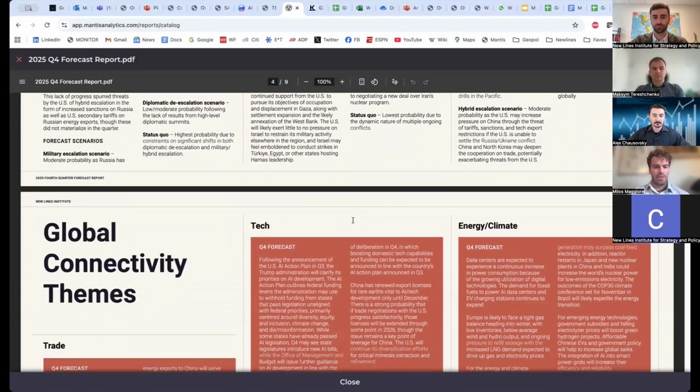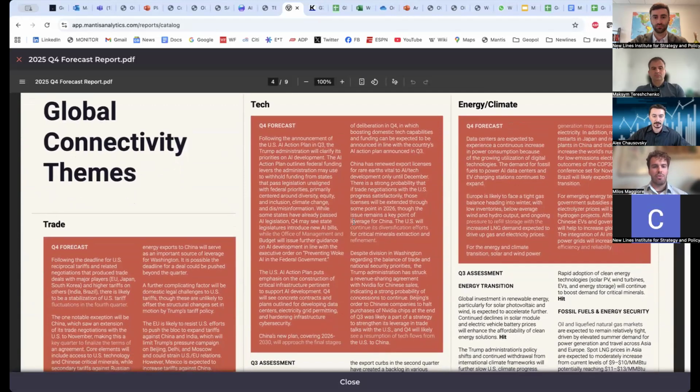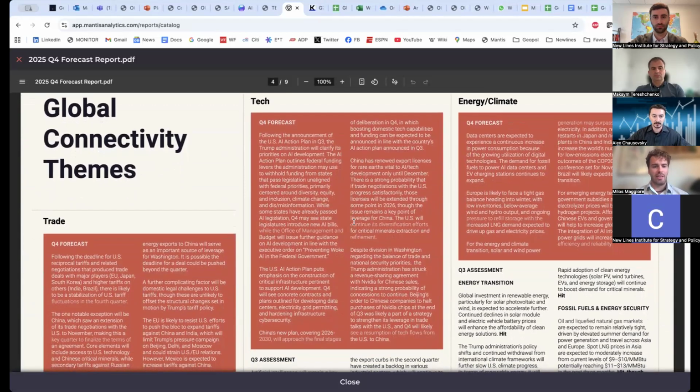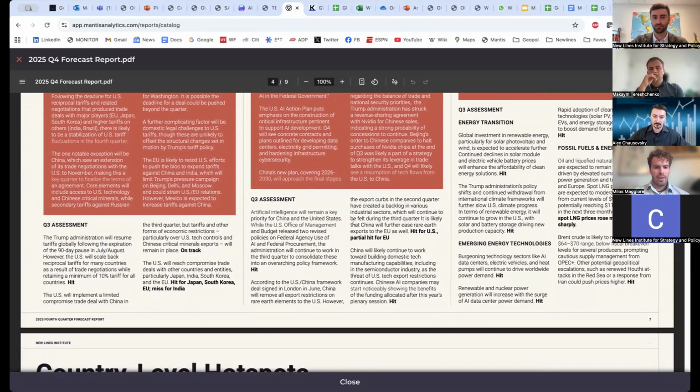And Eugene, if you scroll down just a little bit more, the report also provides an overview of the global connectivity themes. So, as mentioned before, trade, tech, and energy and climate, all three of which you cannot separate from the broader geopolitical trends, of course. So here as well, we provide an assessment of the previous quarter and our forecast going into the final quarter of this year. If you could just scroll down just a little bit more, Eugene.